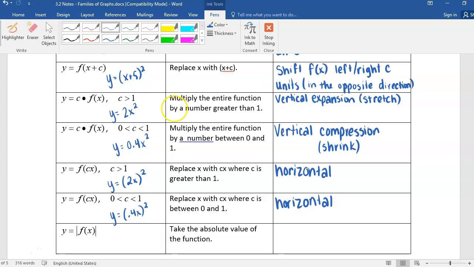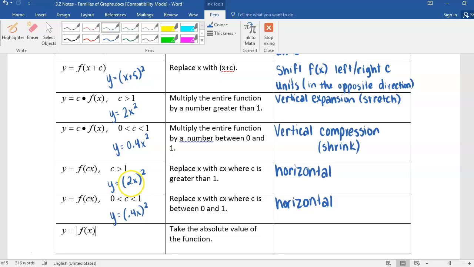However, up here, big numbers, when I say big numbers, I mean anything bigger than 1. Big numbers made the graph expand. Small numbers, between 0 and 1, made the graph compress. That makes sense. Big numbers, bigger, expansion. Small numbers, smaller, compression, right? It's backwards for the horizontal expansions and compressions.